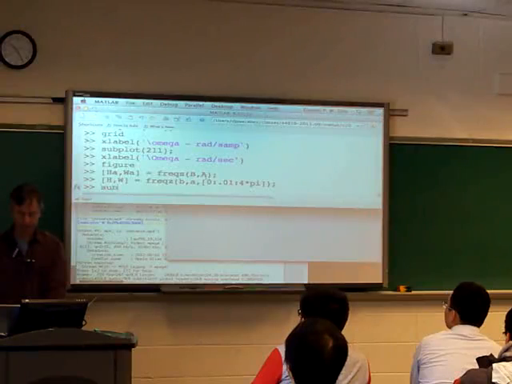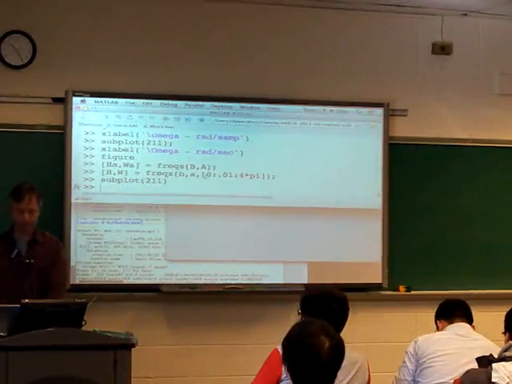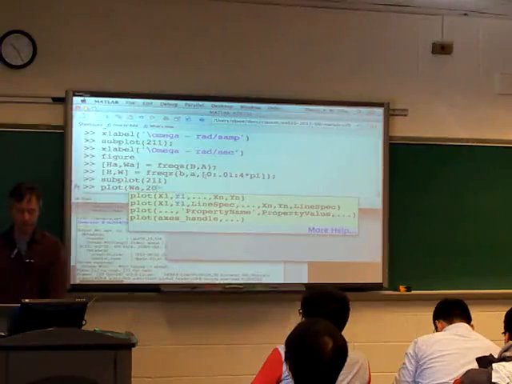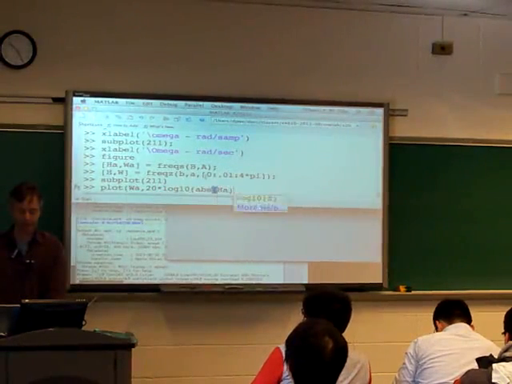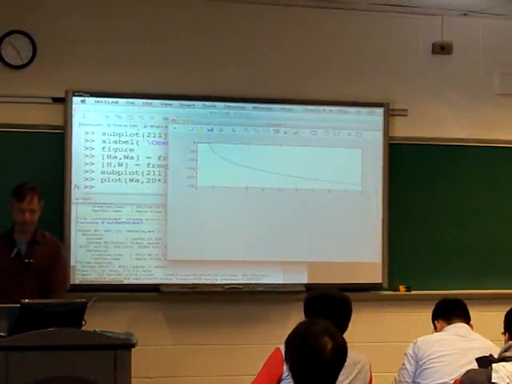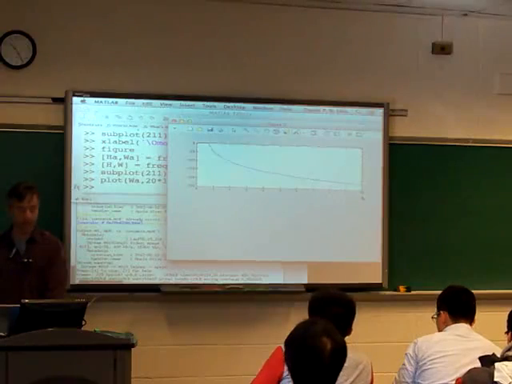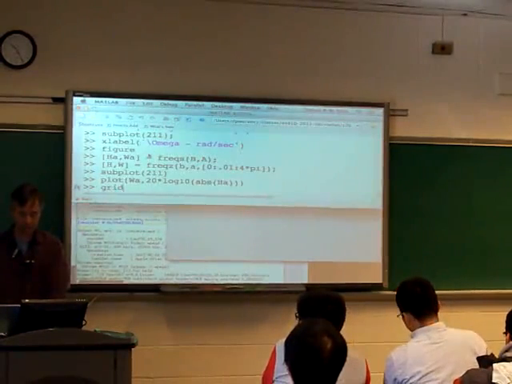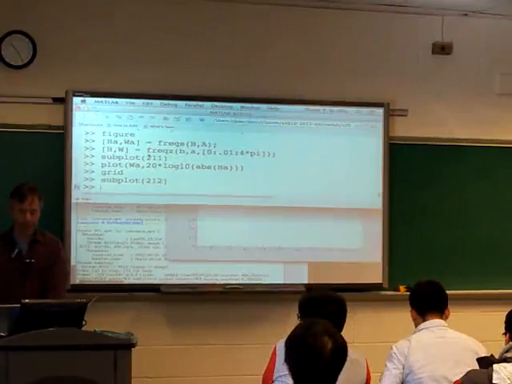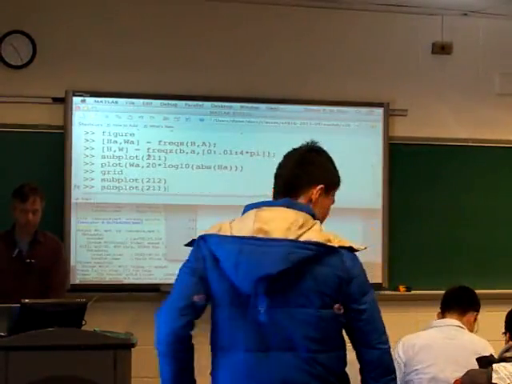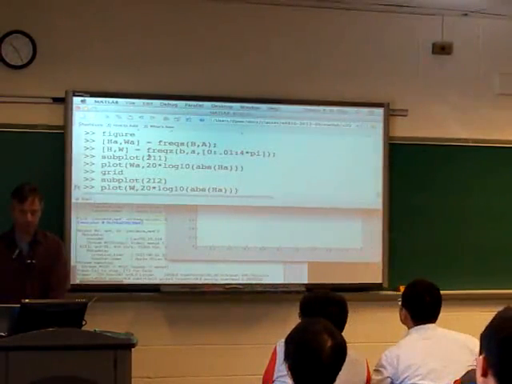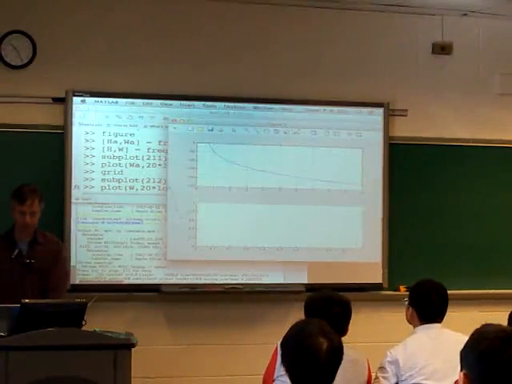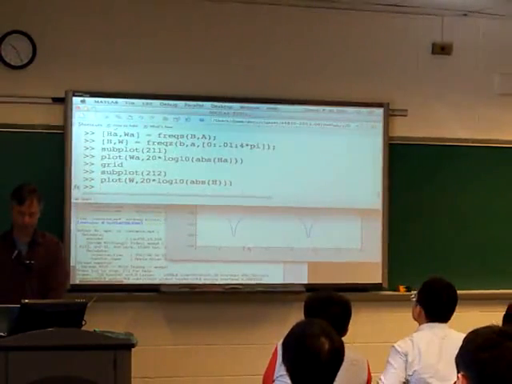And then let's just plot those. wa, 20 times log 10 abs ha. So that should plot that in dB. That's the analog thing. And so this is in radians per second, going up to 10 radians per second. It doesn't matter how far you go, however far you want. Let's put a grid on that. But here we can do the same thing for the discrete time one. If we can, so 212, there you go.